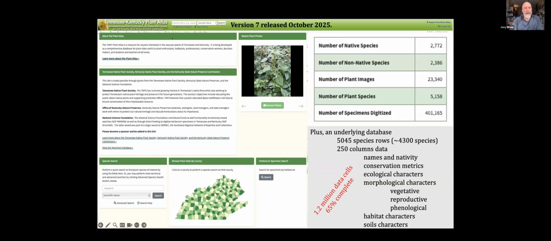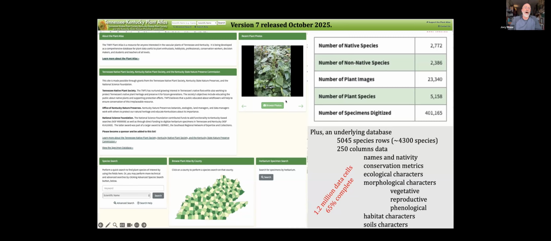The website itself, the landing page, when you go there, looks just like this. It shows the number of species that we cover, the number of non-native species, the number of native species. We actually have 23,000 live plant images. You'll see some examples of those. We cover a total of 5,158 species for the two states, and there are 401,000 herbarium specimens supporting the atlas or the species distributions of every species.